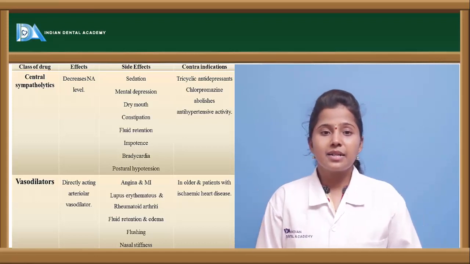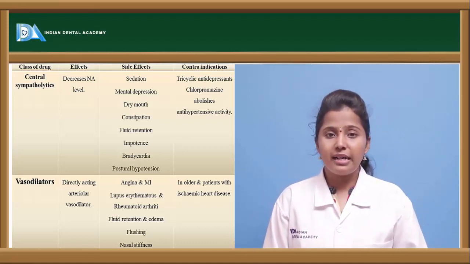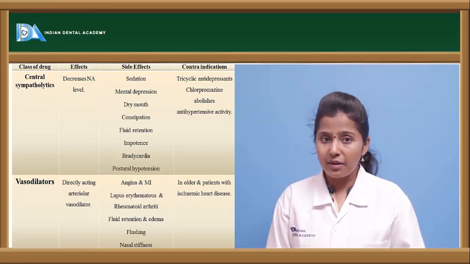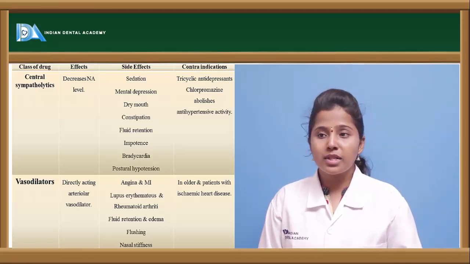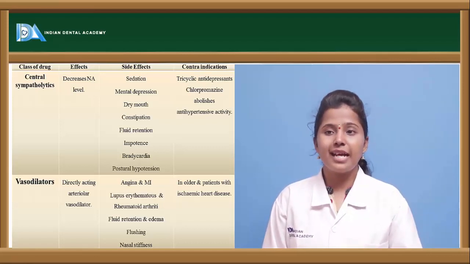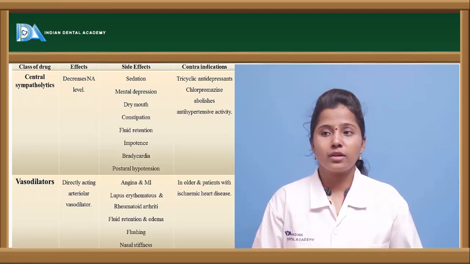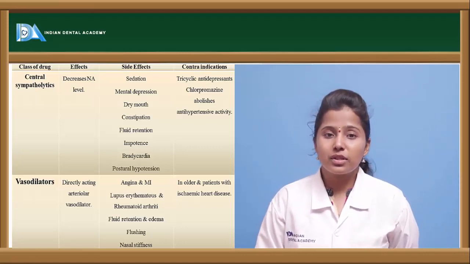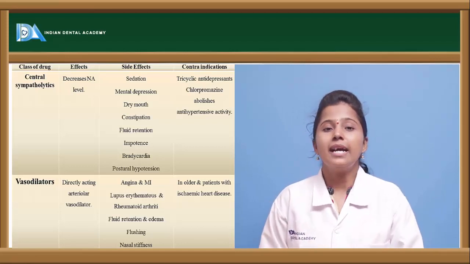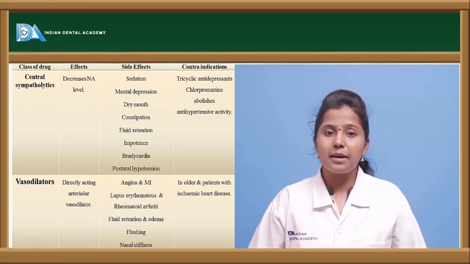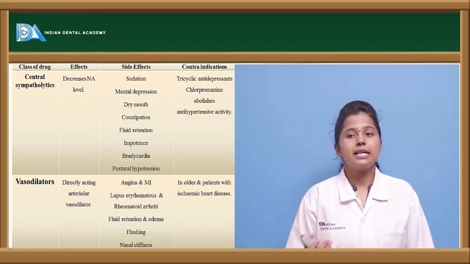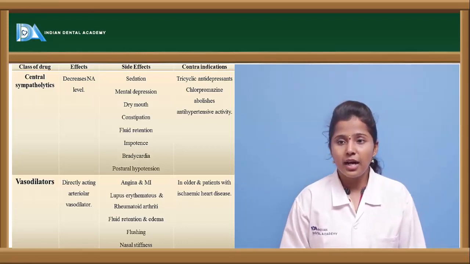And these central sympatholytics should be contraindicated with tricyclic antidepressants. These are a class of antidepressants. Also with chlorpromazine: when central sympatholytics are given in combination with chlorpromazine, it reduces or completely abolishes the antihypertensive effect. Then there will be no use of giving central sympatholytics in a hypertension condition.